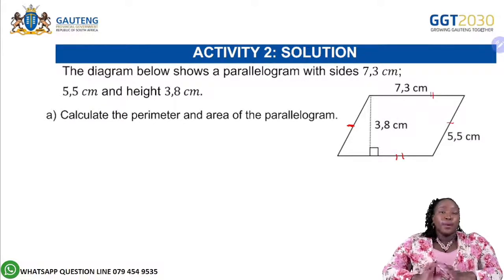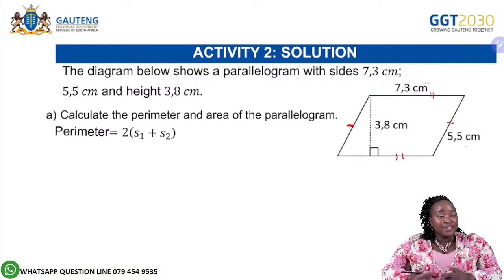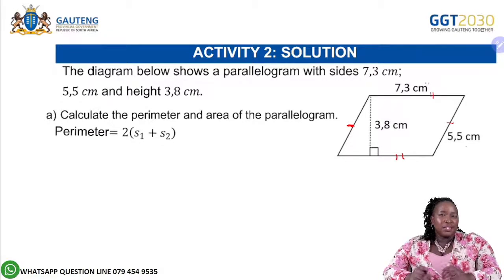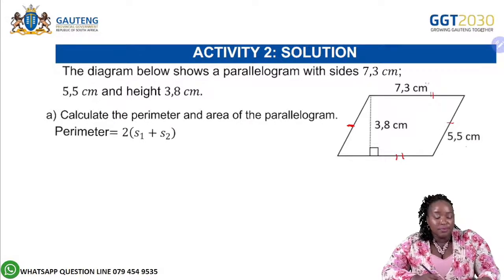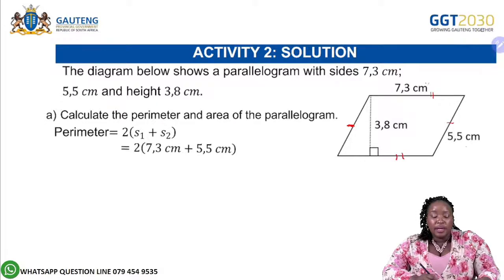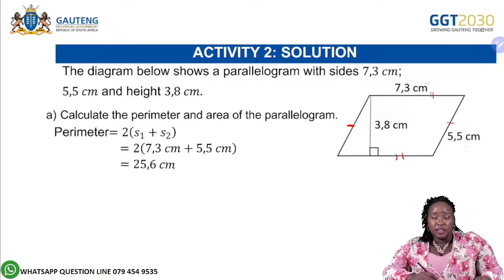So you know that you're going to have 2 times 7.3 centimeters plus 2 times 5.5 centimeters when you do your perimeter. Doesn't that sound almost like the formula we use for the perimeter of a rectangle? Twice the length plus twice the breadth. You see how these two shapes are related, right? So the perimeter will be 2 times the first side plus the second side, so 7.3 plus 5.5, times 2. And that gives you 25.6 centimeters, right?